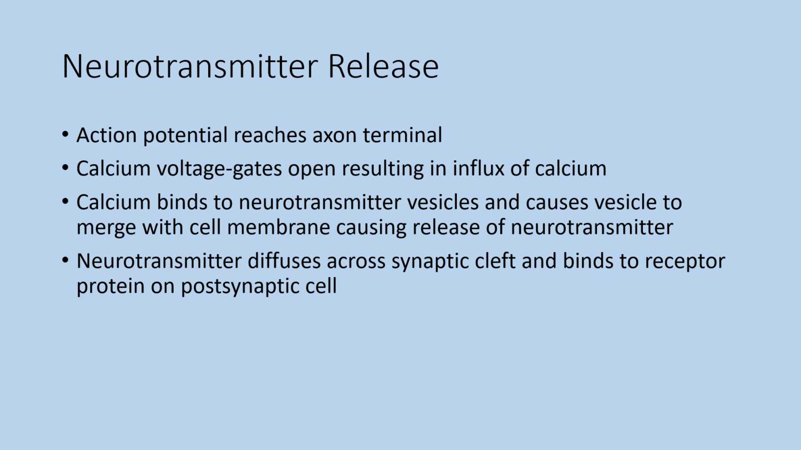So that neurotransmitter release, like I was just saying, the action potential reaches the axon terminus. It triggers the opening of voltage gates that are specific to calcium. So it opens those calcium voltage gates, resulting in this huge influx of calcium into that presynaptic neuron. The calcium binds to those vesicles that contain the neurotransmitters and causes the vesicle to merge with that cell membrane, releasing the neurotransmitter. The neurotransmitter is then going to diffuse across that synaptic cleft and bind to the receptor protein on the postsynaptic cell. And now you're going to trigger the whole effect on the postsynaptic cell.